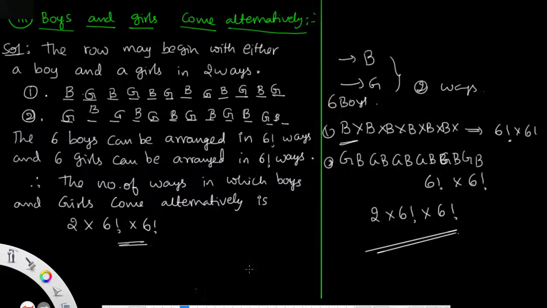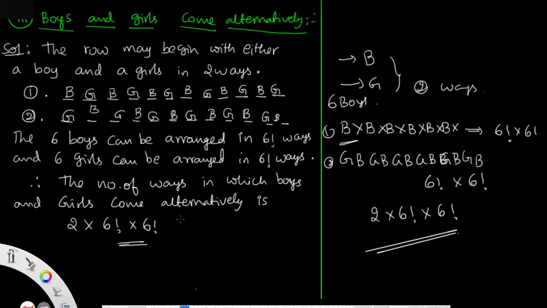Then go to the third question: boys and girls come alternately. Think about it: the row may begin either with a boy or a girl, so it can be done in 2 ways. The first way is the row beginning with boys, and the second way is the row beginning with girls. The boys can be arranged in a row in 6 factorial ways, and the 6 girls can be arranged in 6 factorial ways. So the total answer is 2 into 6 factorial into 6 factorial.